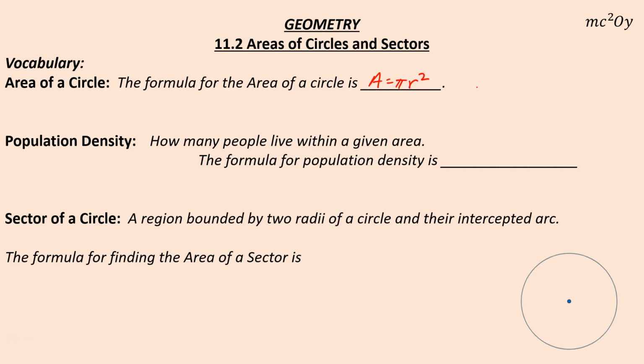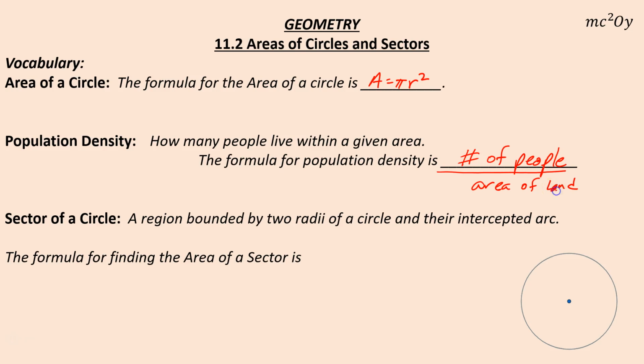Another formula is population density. Understanding population density is how many people will live within a given area. So the formula then would be the number of people in that area divided by the area of land.